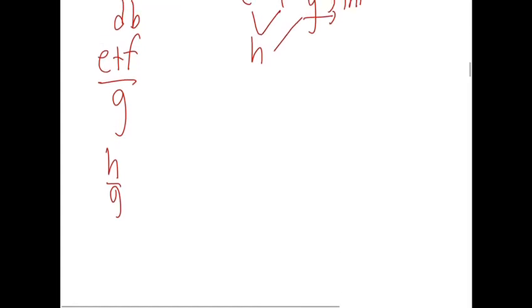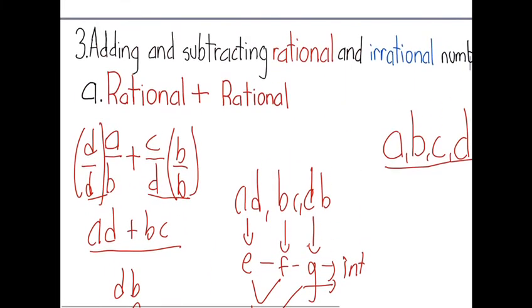I know that was a lot, but now we got it down to a nice simple fraction, h over g. We know that h and g are both integers, and so h over g must be a rational number. Therefore, when you add two rational numbers together, the answer must be rational.